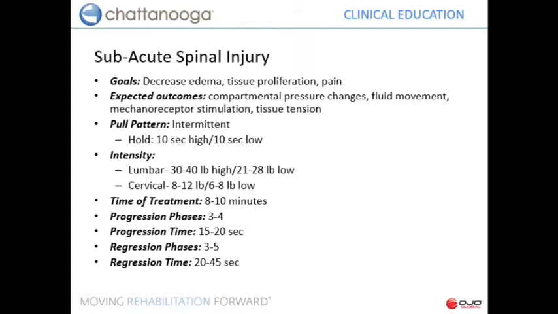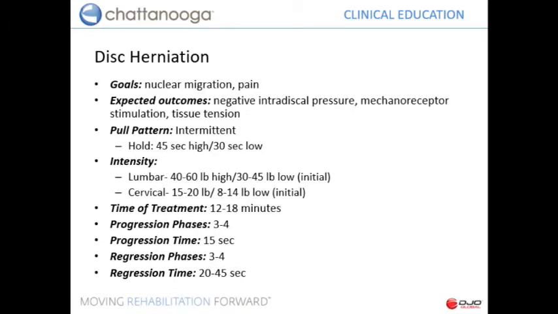So decrease edema, tissue proliferation, pain. I actually use a 5-second hold pattern. So it's intermittent, 5 seconds at the higher intensity, 5 seconds at the lower intensity. So you're creating just a little bit of mobility, but you also have to take the intensity into consideration. I don't use a high intensity because that would obviously create more mobilization and provide more tissue tension that may be contraindicated during a certain phase of treatment.